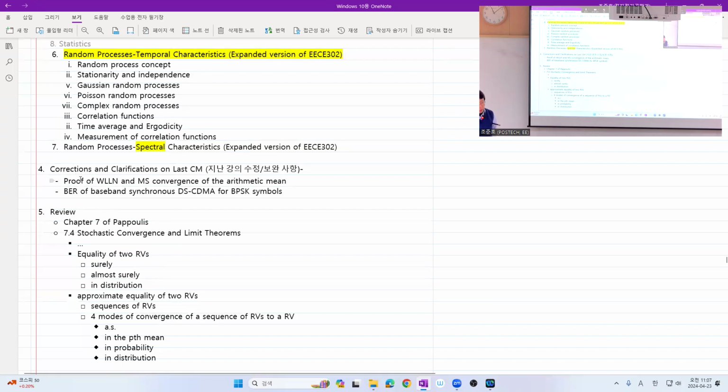Just remember, last time in haste, I said that in order to prove the weak law of large numbers, you need mean square convergence. That is half correct and half incorrect, because we not only need the mean square convergence, but also need to use the so-called Chebyshev inequality. And the second one is that last time I showed you an example of when we need the convergence in distribution in order to approximate the bit error rate.